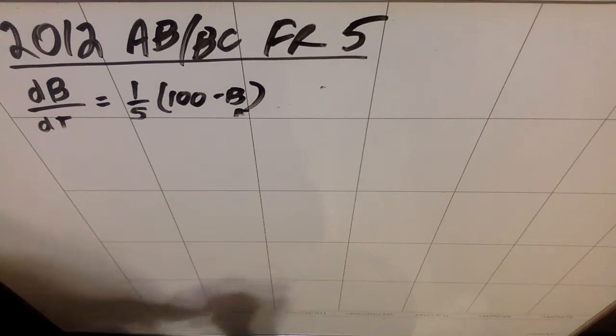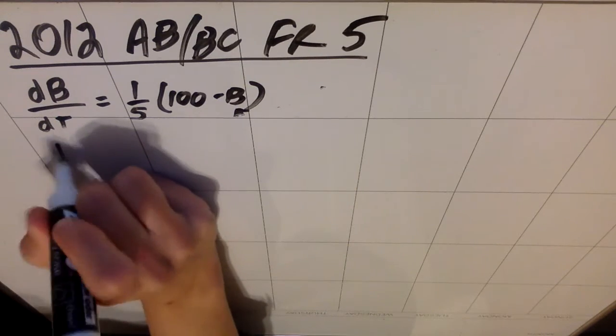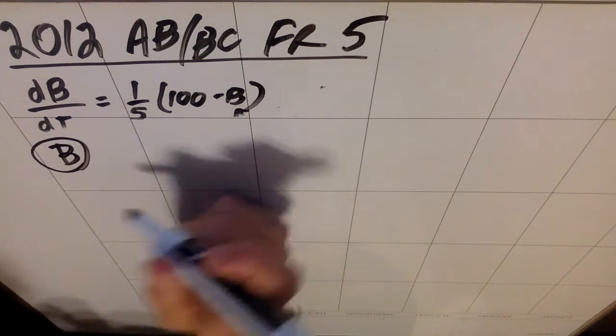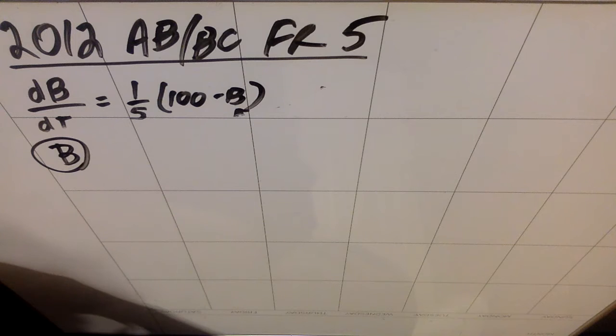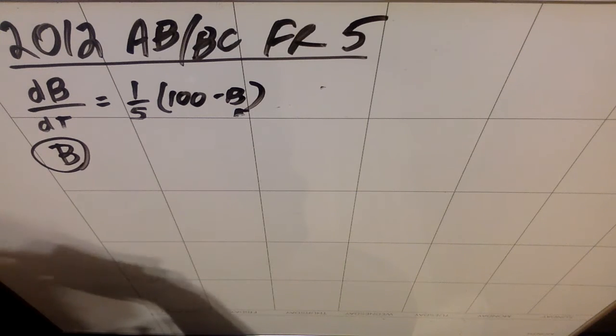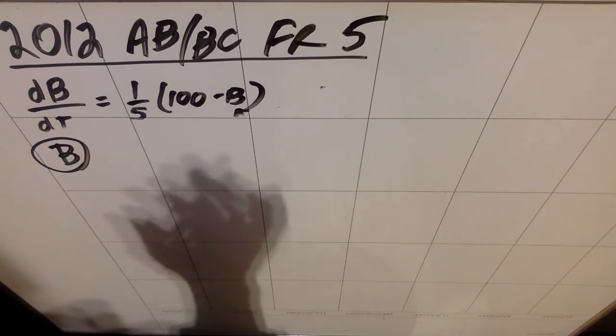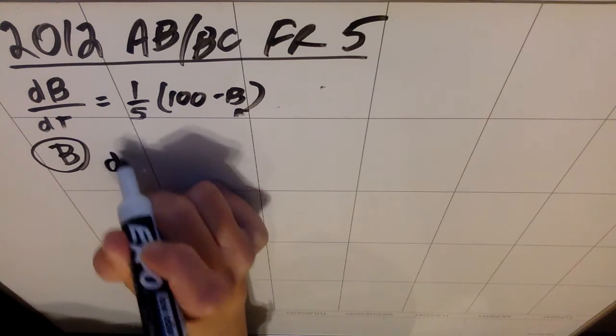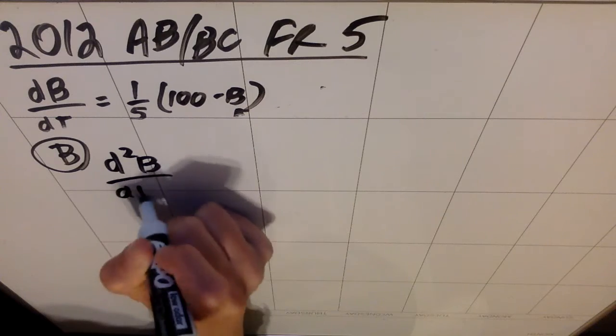All right, part B. So in part B, we're asked to do a couple things. The first thing we're asked to do in part B is find d squared b/dt squared in terms of b, and then use that quantity to explain why the graph that we're given cannot possibly be the correct graph for b. So we'll walk through this now. Let's start by finding d squared b/dt squared.